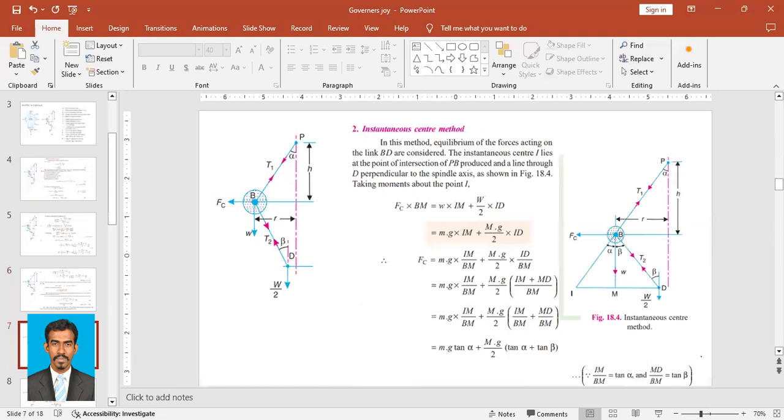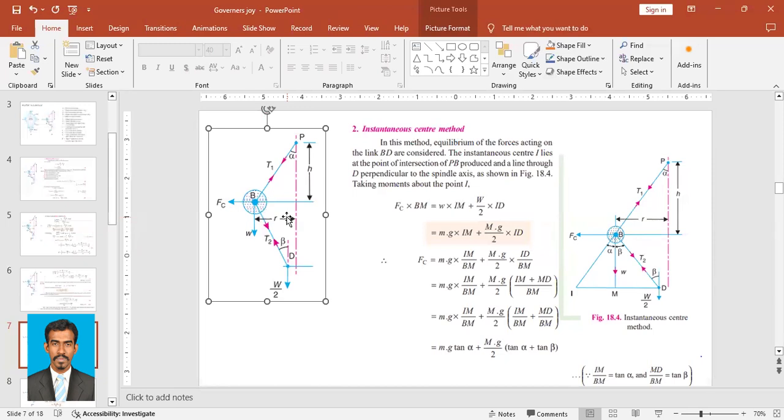That method is the instantaneous center method, right? We have already studied the instantaneous center while dealing with the velocity diagram and acceleration diagram. So now we have to find just the instantaneous center, and the rest is the same, right? So in this method, equilibrium of the forces acting on the link BD is considered. The instantaneous center I is here.